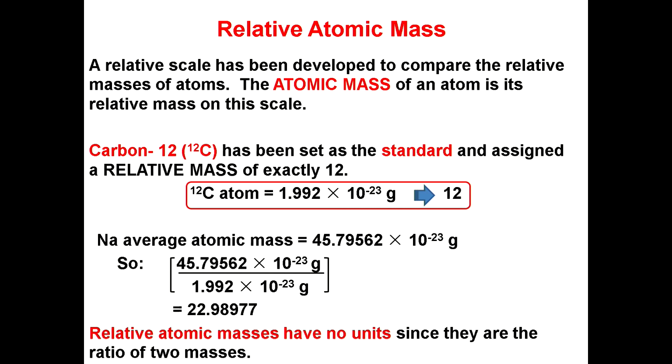So this mass is called relative atomic mass. For example, sodium: the mass in grams, divided by the mass of carbon in grams, gives this number. This is the relative atomic mass. And the relative atomic mass has no units, because the grams offset, right? So they have no unit. This is called relative atomic mass.